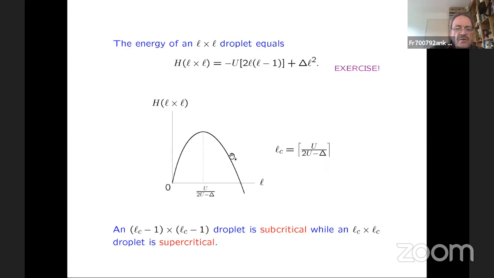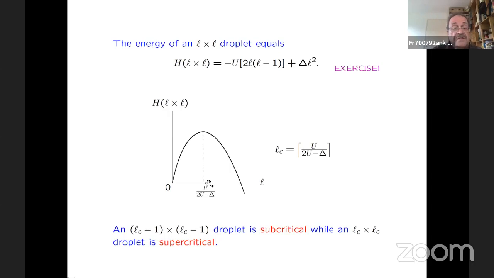And so this is telling us that the hardest droplet to create is the droplet with the highest energy, because the Metropolis dynamics has trouble moving up. And therefore, a droplet of size U over 2U minus delta should be something like a critical droplet. That should be something like the barrier. However, we agreed that this number would not be an integer. So LC is just the first integer on top of that. And the reason we do that is to avoid non-degeneracy. And so the LC is just to the right here.